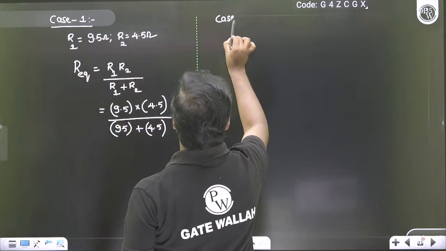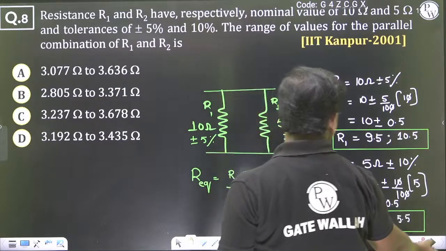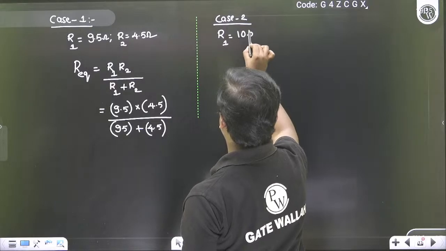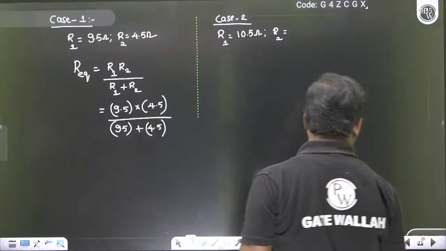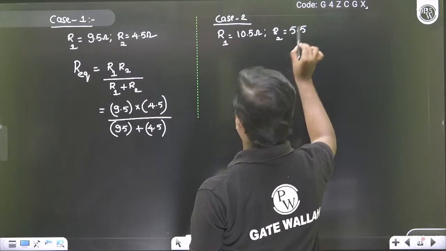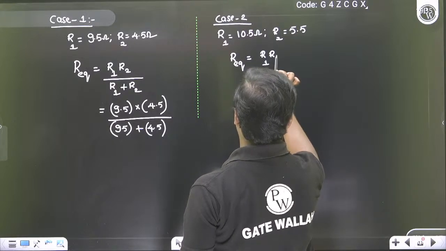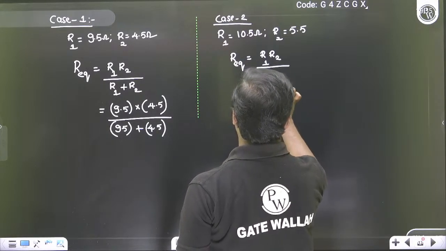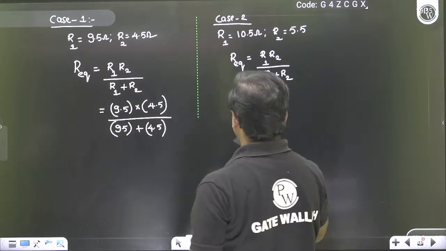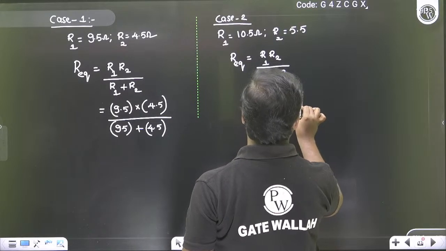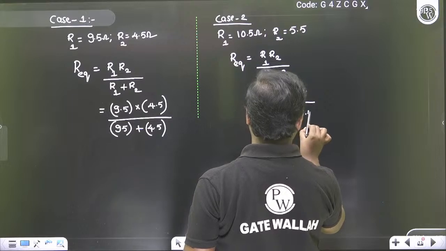Case 2. What is the possibility of R1? It can be 10.5 and R2 will be 5.5. So R equivalent is equal to R1 R2 divided by R1 plus R2. So it is 10.5 into 5.5 divided by 10.5 plus 5.5. Please calculate and tell me how much the answer is.